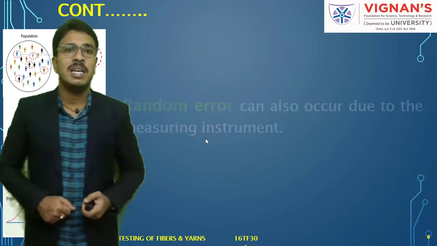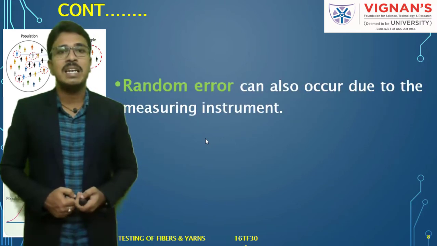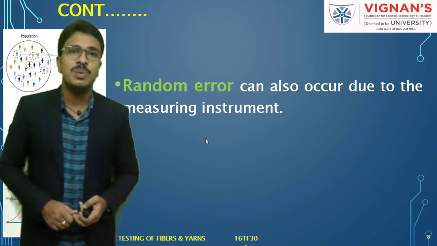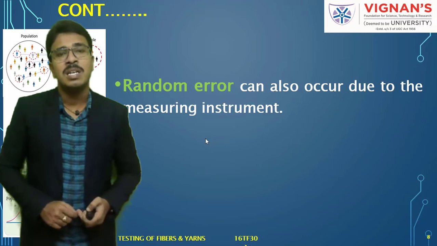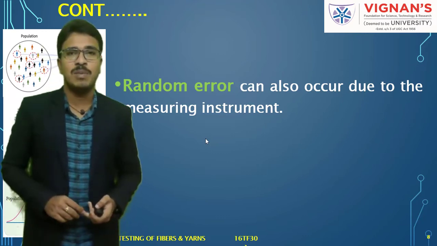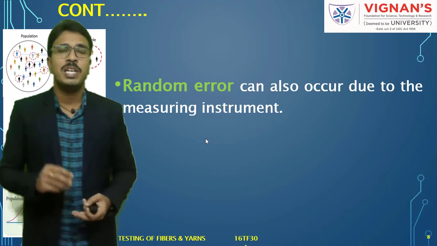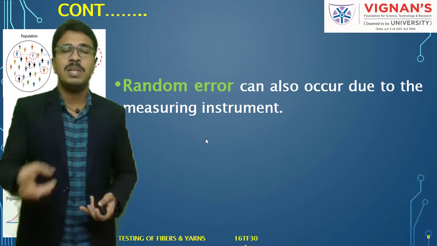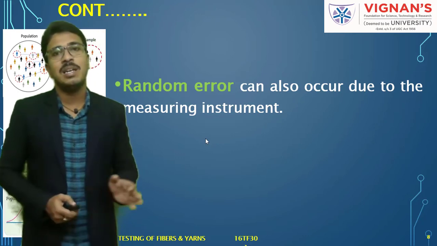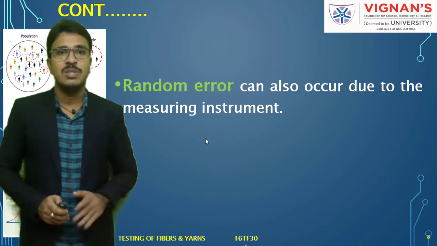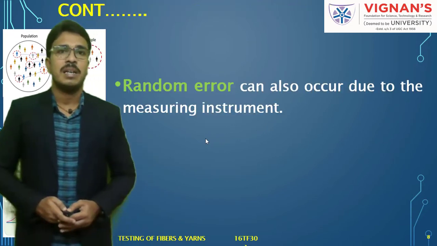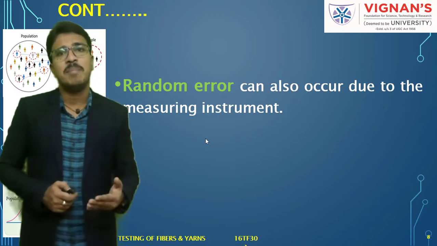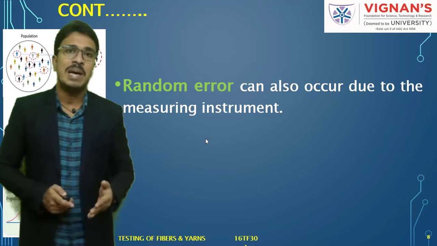Okay, and the next one is random error. Random error can also occur due to the measuring instrument. Suppose you are weighing the samples in a weighing balance and it is not in good working condition. Whatever samples you are weighing, it is having some kind of error. That is called random error. Okay, so this is all about sampling errors.